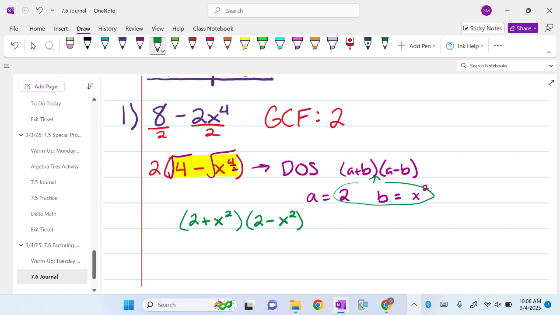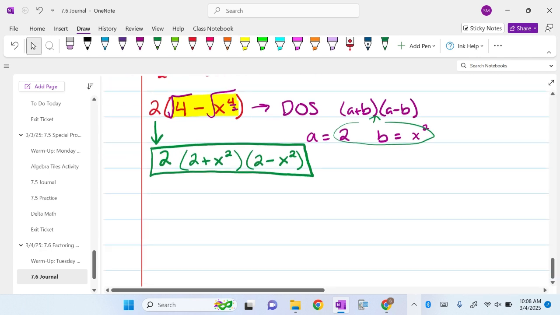Now, I'm not done. That's not my final answer. What do I have to bring down? The GCF of 2. So now this is my final answer. Even though we have an x squared, we cannot do another difference of squares because 2 is not a perfect square. All right, so we know we're done because we don't have all perfect squares. So that was example 1.